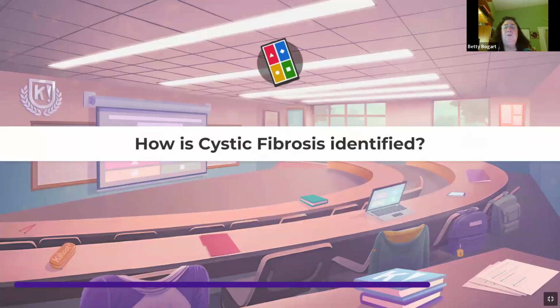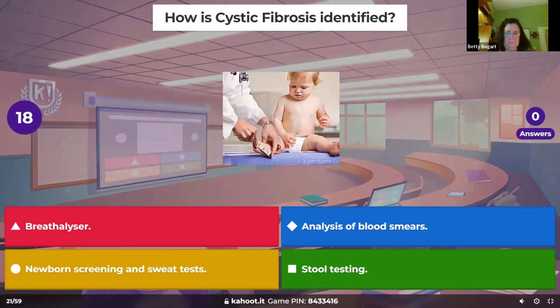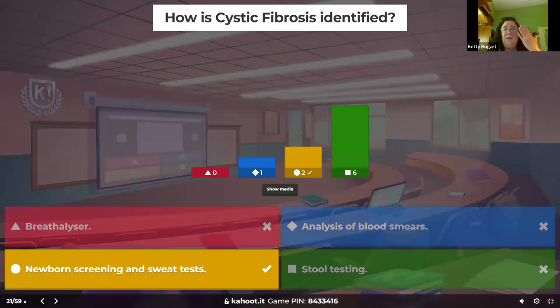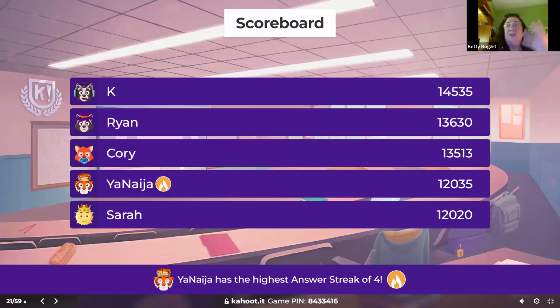How is cystic fibrosis identified? So you've had a child, infant, born, has not moved their bowels in 2 days, and they test for cystic fibrosis. What will they find? They're going to find so much salt on their skin, and they do a sweat test, it's called. And as I said, the parents can lick it, and you will taste it's really salty.